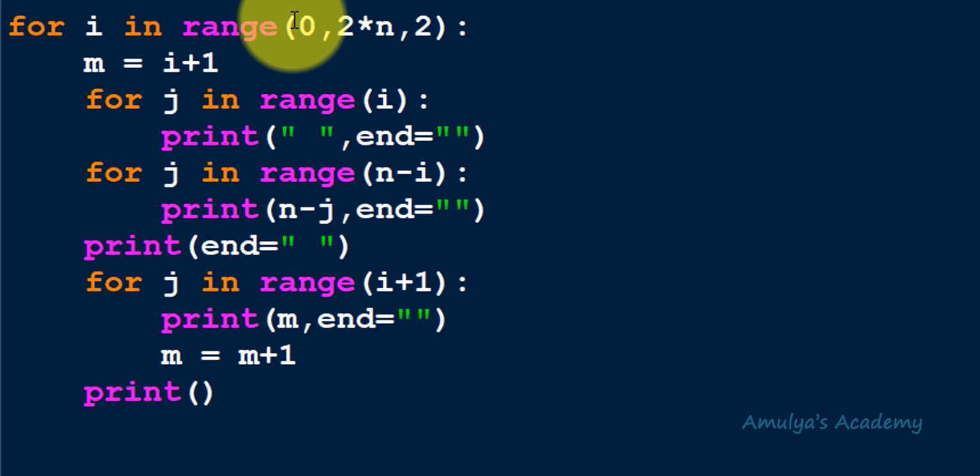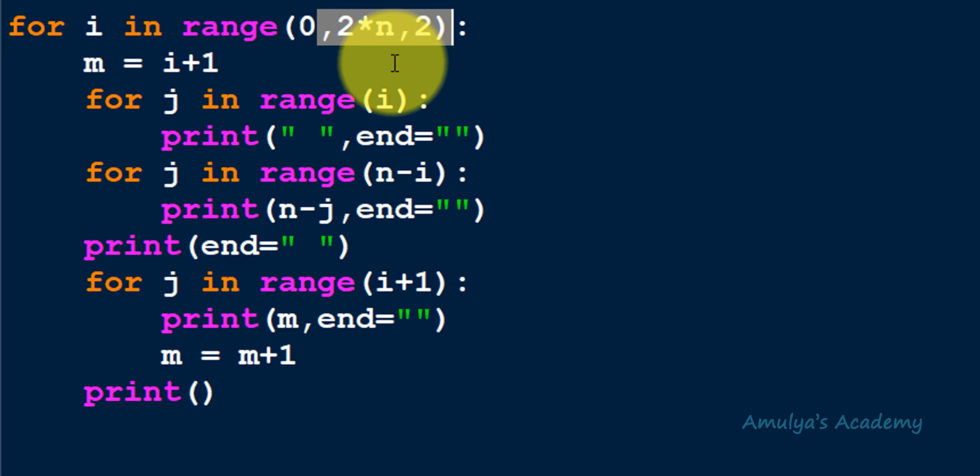That means for the lower diamond, if I enter the n value as 5, then it will work from 0 to 10. So we'll get the row numbers as 0, 2, 4, 6, 8. I'm not taking the row numbers as 0, 1, 2, 3, 4. Instead, I'm taking 0, 2, 4, 6, 8. If I'm making changes here, then I need to make changes in this also, right?